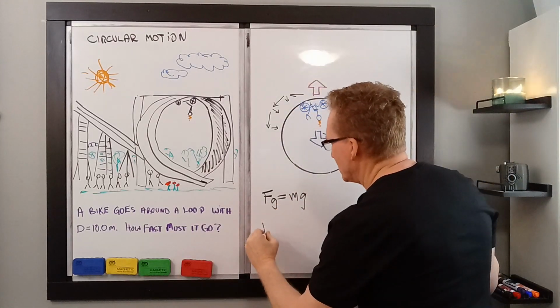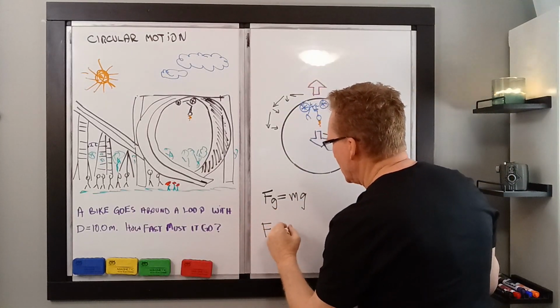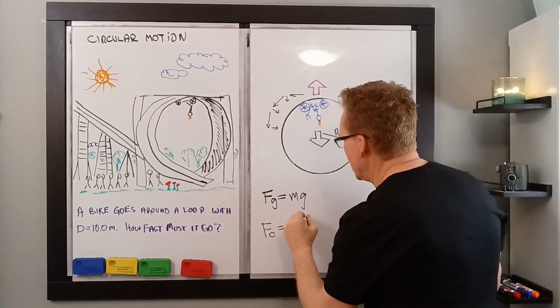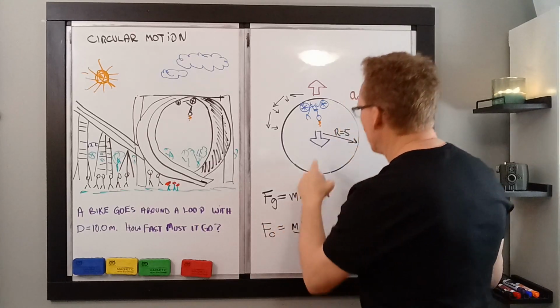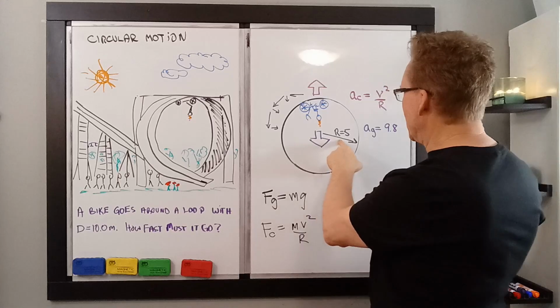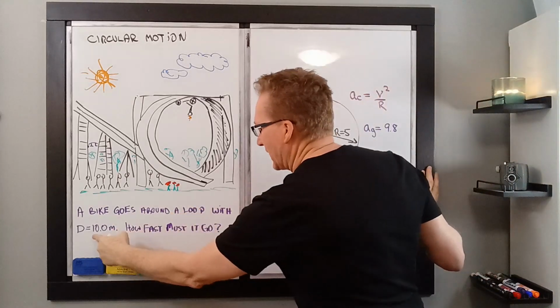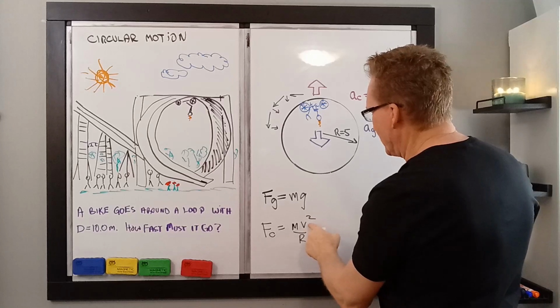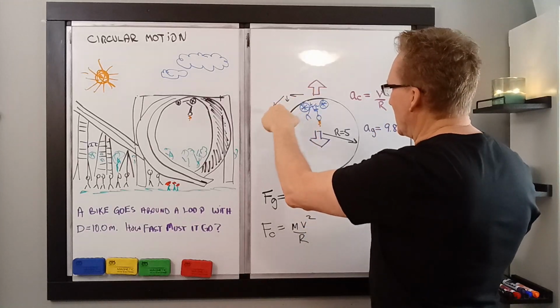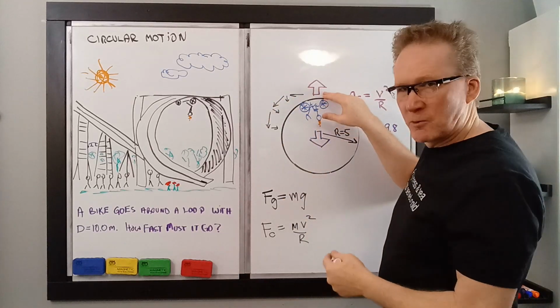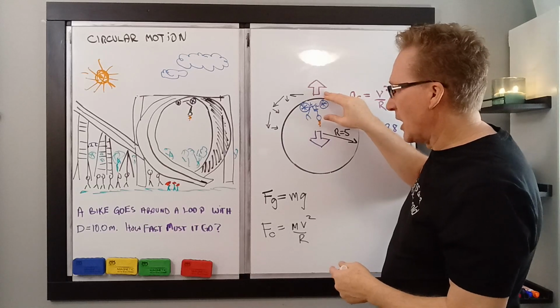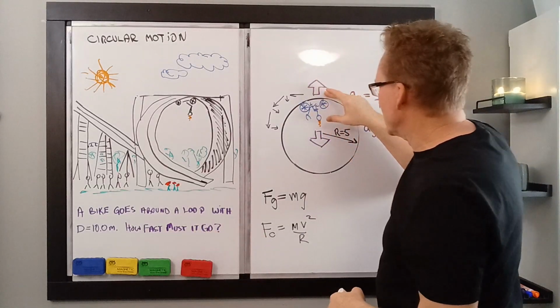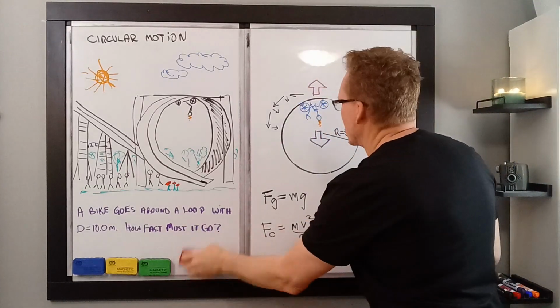And remember, the centripetal force inward is equal to mv squared over r, where r is the radius. I've written that in here, radius of 5. We're given the diameter here all the way across, so the radius would be half of that. The radius would be 5. The velocity is just simply the velocity at any instantaneous point. We're concerned about the velocity at the top. We want to know how fast must it go at the top. So that's the velocity we're concerned about here.